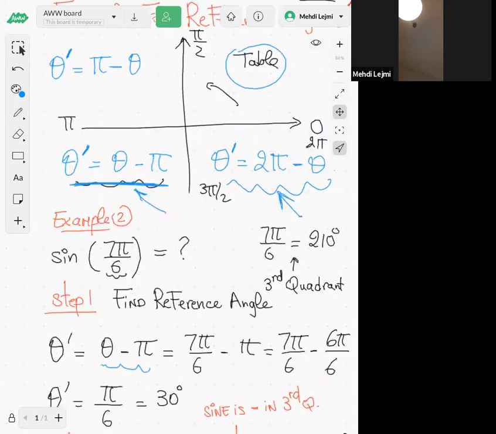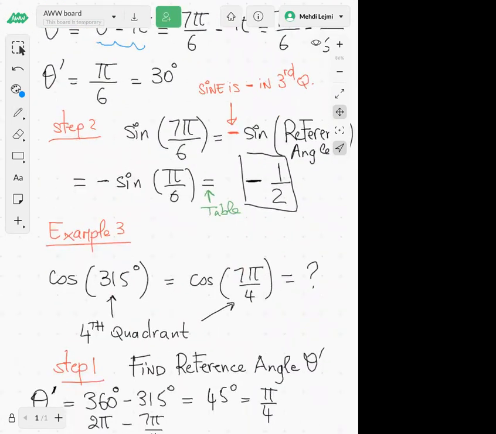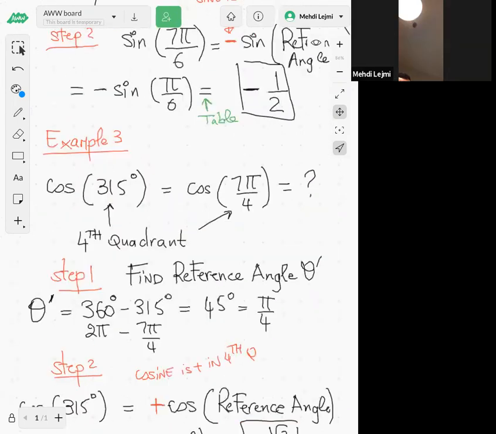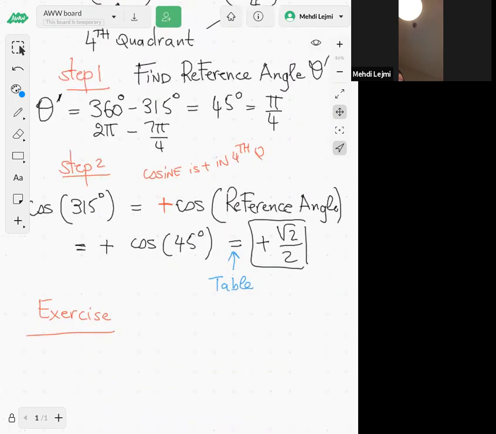And then of course you need to know the sign, if sine is positive or negative, or if cosine is positive or negative in the given quadrant.